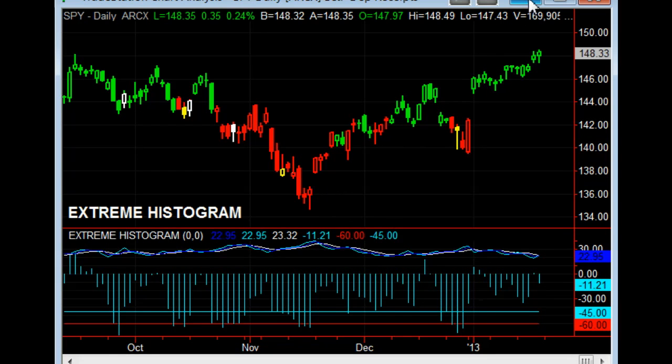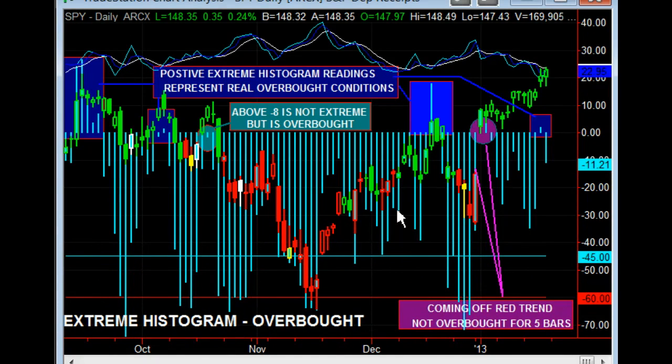Let's go to the next slide here, and it's going to show us price with the extreme histogram overlaid, so it gets a little bit busy. Now, a couple of elements define overbought and oversold. We look at our extreme oversold as dipping below this red line. We look at oversold in general when we dip below the blue cyan line right here at negative 45.